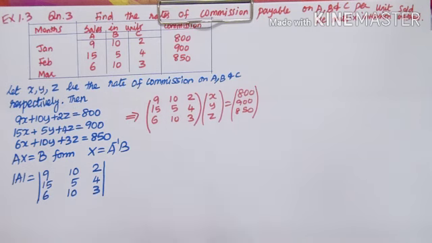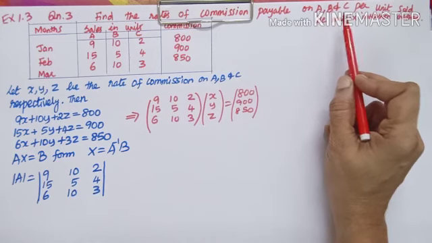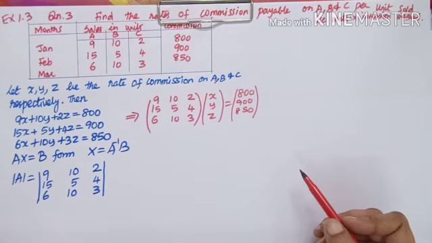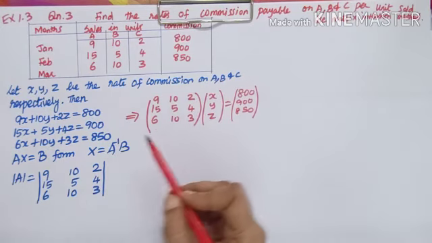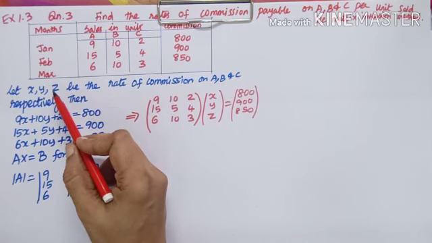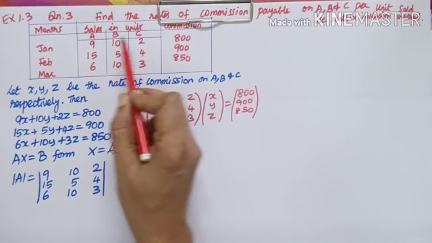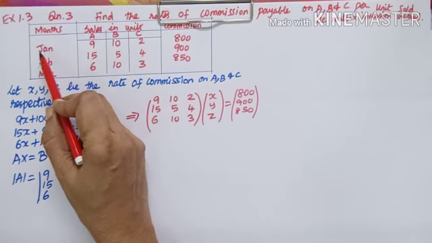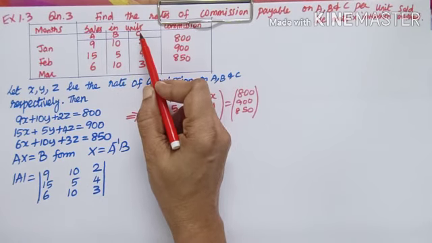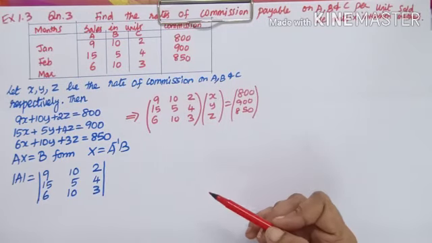Question number 3. Find the rate of commission payable on A, B, C per unit sold. Use matrix inversion method. We are given a table like this in which January, February, March, 3 months sales are given for 3 products A, B and C. See, in January, he is selling 9 of A, 10 of B, 2 of C. And the commission given is 800. Like this, you have to understand.